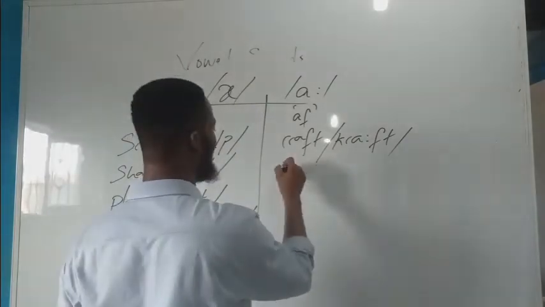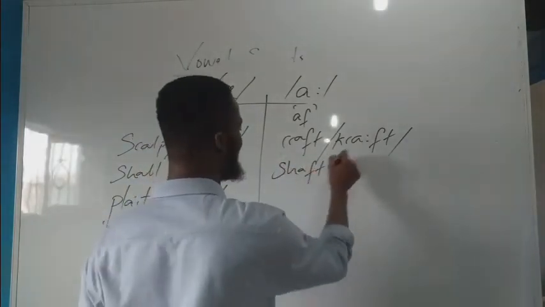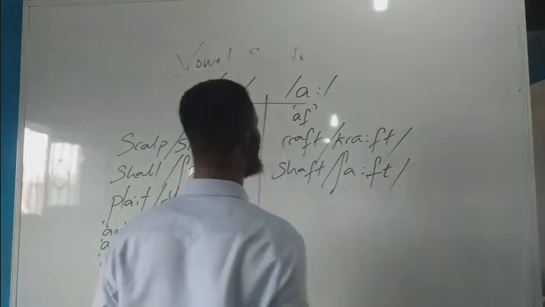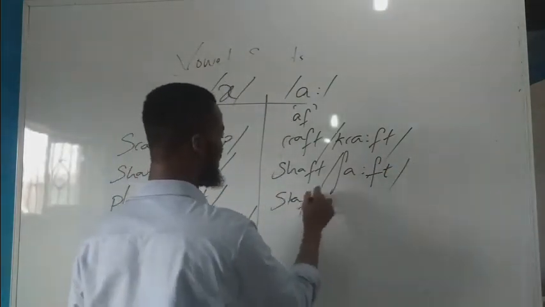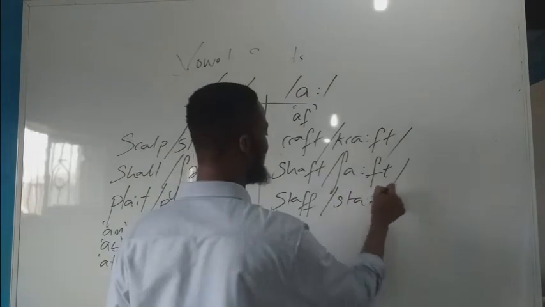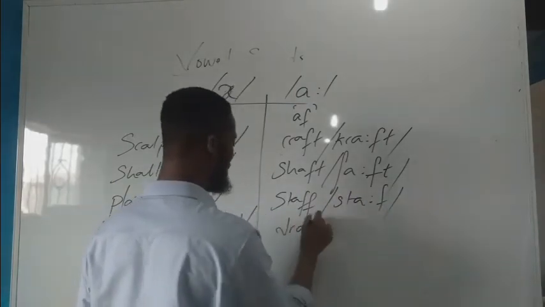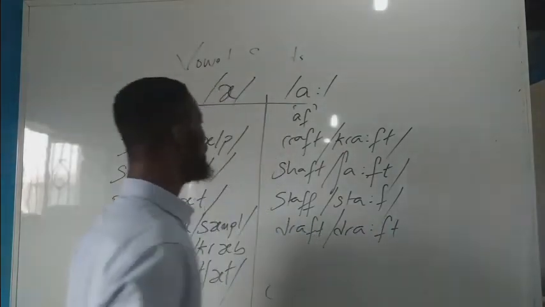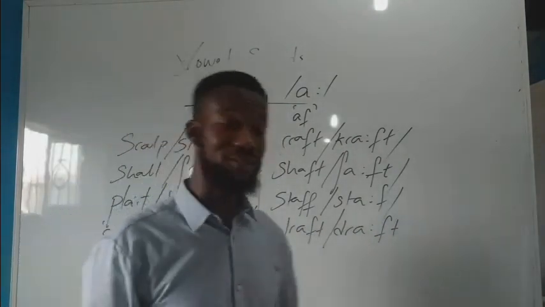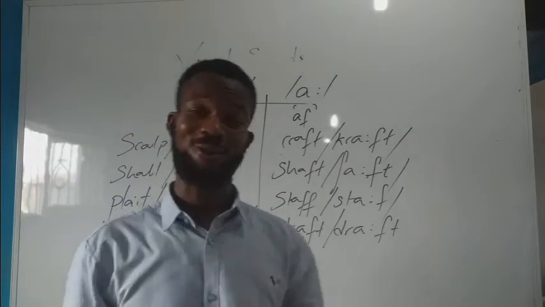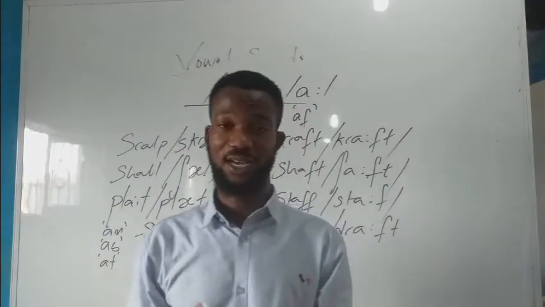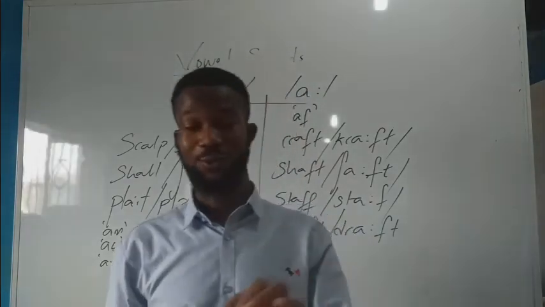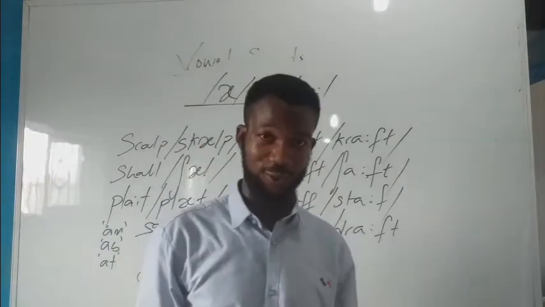If I have SHAFT, is a long sound, shaft. If I have STAFF, this is called staff. The same thing as DRAFT, this is called draft. Okay, so having been able to identify the little differences that occur between the short R and the long R sound, we're going to spend time answering certain questions to see if you are able to identify them in questions.